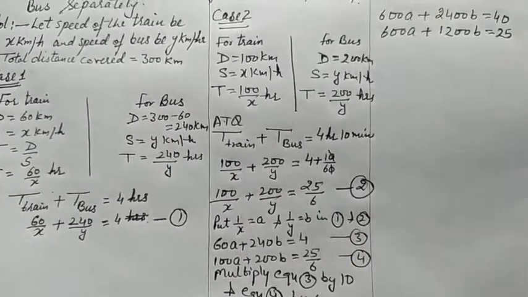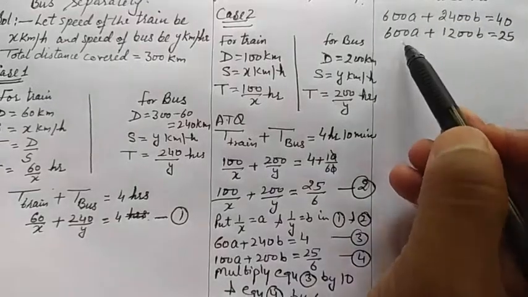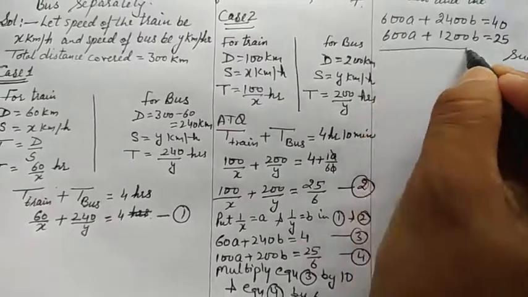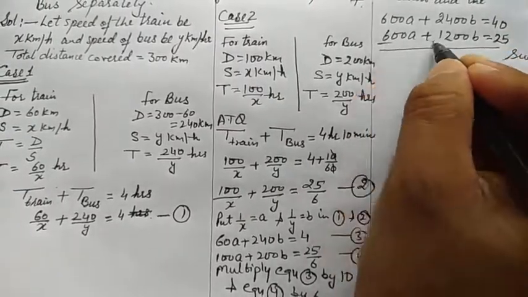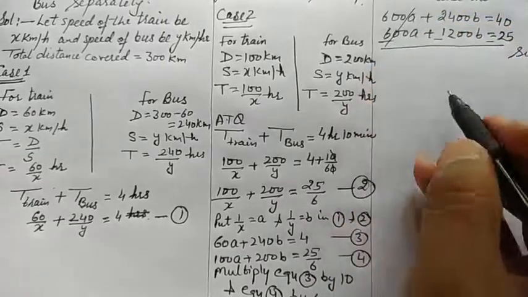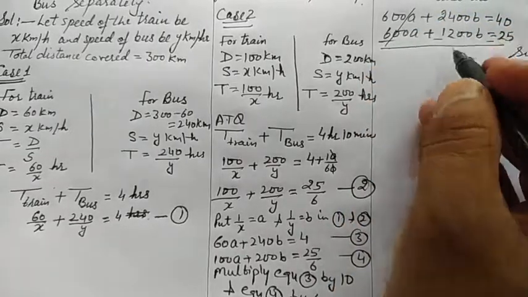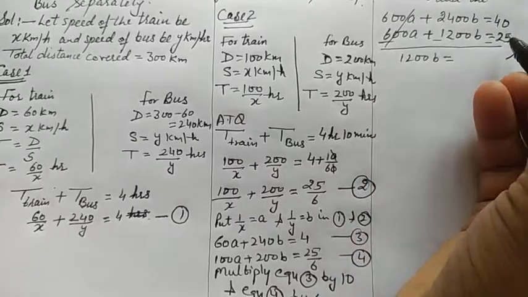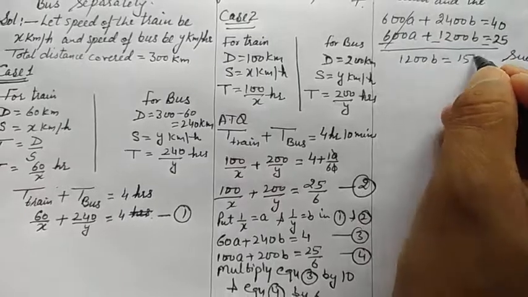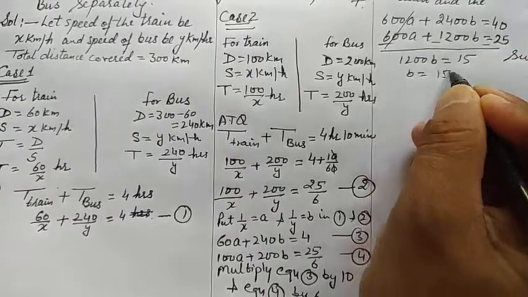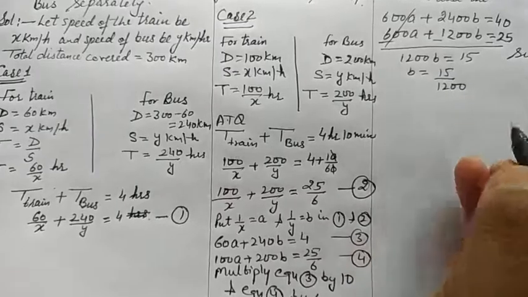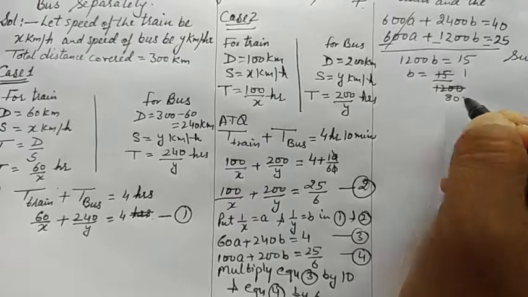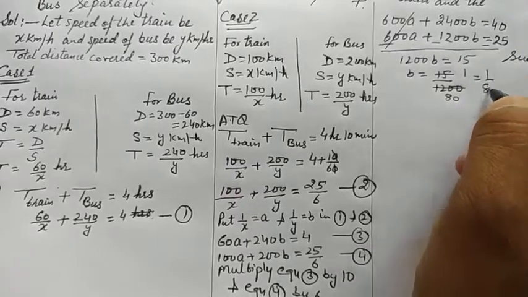So here see the coefficient of a is 600 and the signs are the same. So we have to subtract these two equations so that the signs will be changed. So minus, minus and minus. So this will be cancelled. So it becomes 2400 minus 1200, that is 1200b is equal to 40 minus 25 is 15. So b will be 15 over 1200. So we can cancel this. 15 ones are 15, 8s are 120, so one more 0. So b is 1 by 80 here.